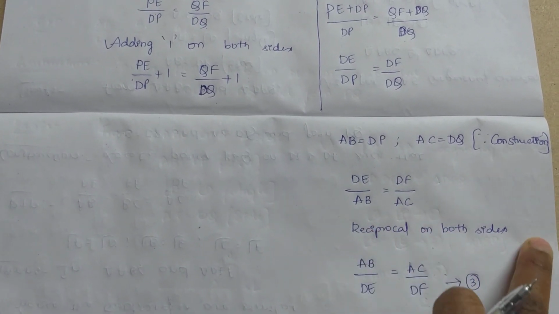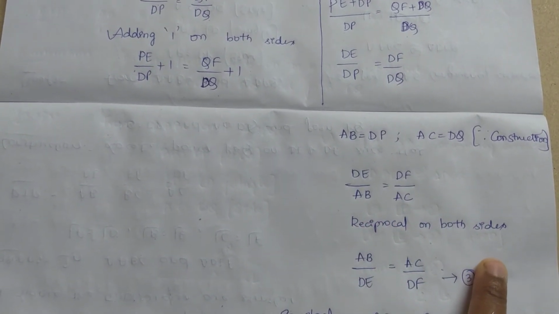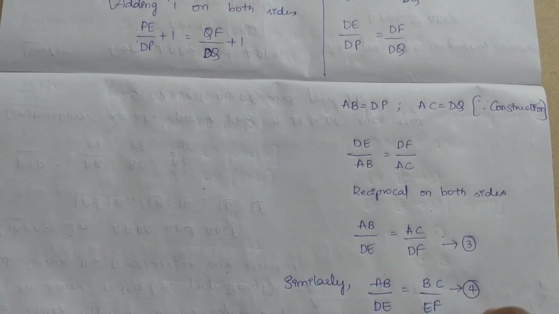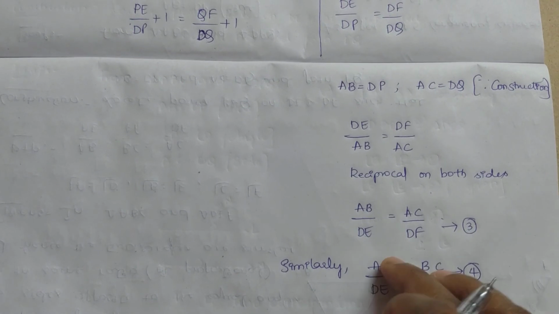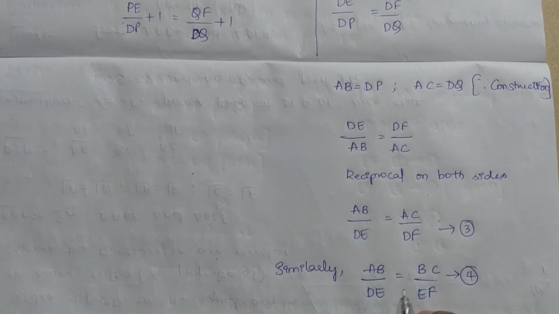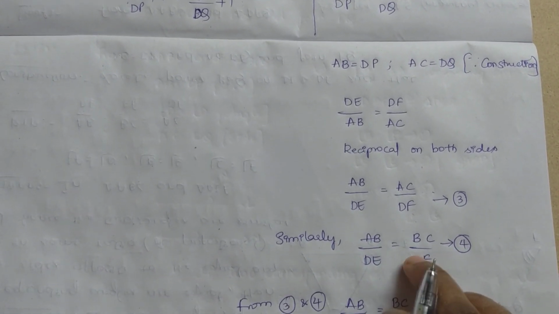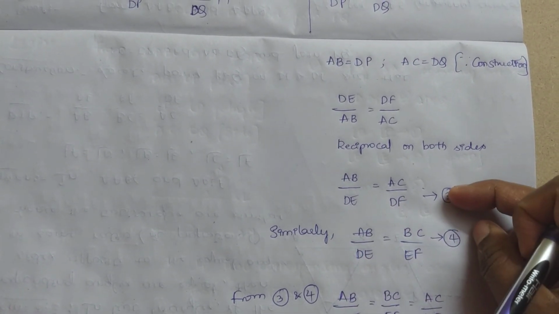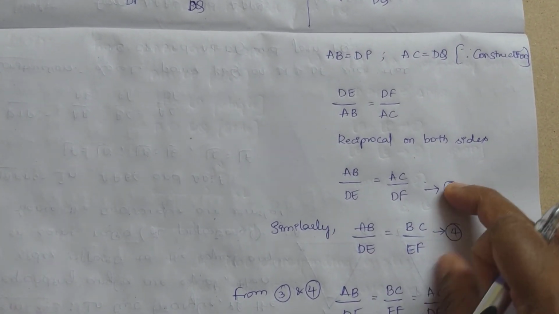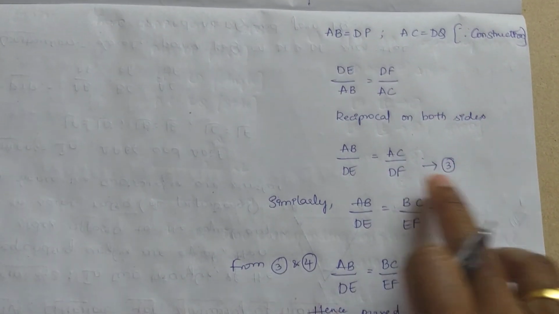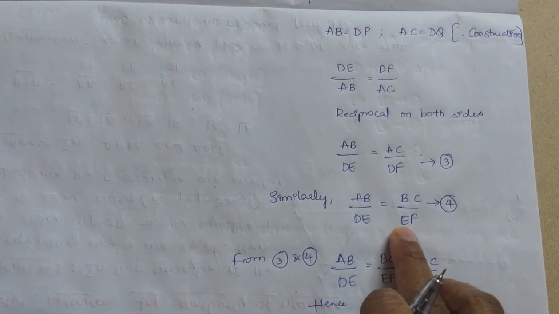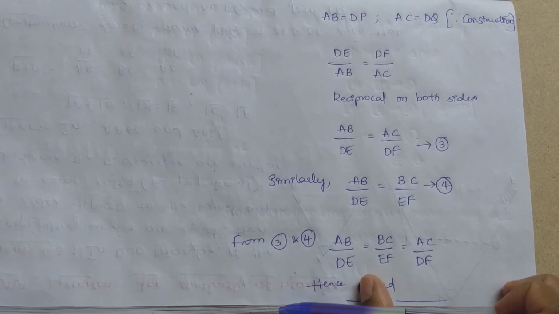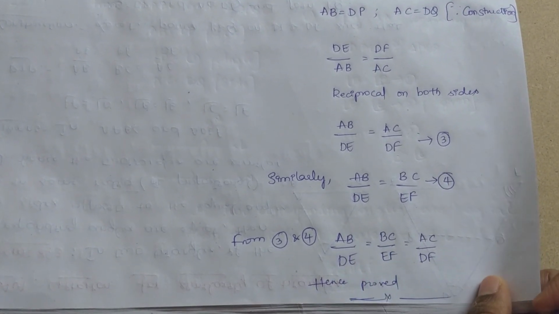After that, I took the reciprocal on both the sides. So we get AB by DE equals AC by DF. In a similar way, AB by DE equals BC by EF. So similarly, we get this also. Put this one as equation 3 and this one as equation 4. From equations 3 and 4, AB by DE equals BC by EF equals AC by DF. So hence it is proved that their corresponding sides are proportional.